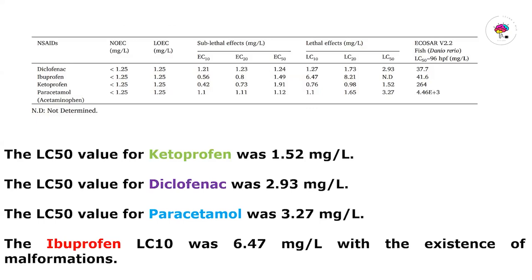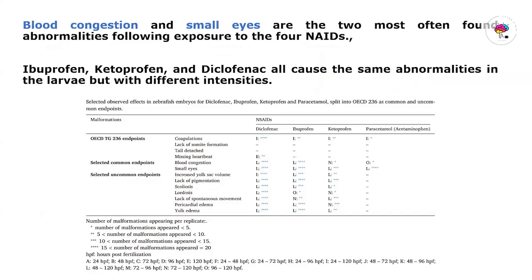We have determined the LC15 value for ketoprofen, diclofenac, and paracetamol. For the ibuprofen, we determined the LC10 and noted the existence of malformation. We note also that blood congestion and small eyes are the 2 most often found abnormalities following exposure to the 4 drugs. In addition, ibuprofen, ketoprofen, and diclofenac all cause the same abnormality in the larva, but with different intensities.